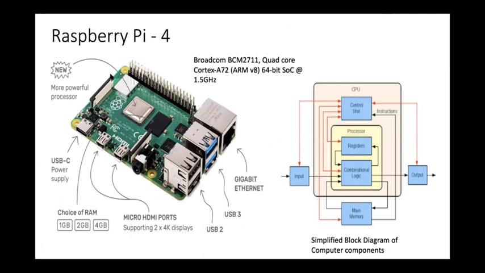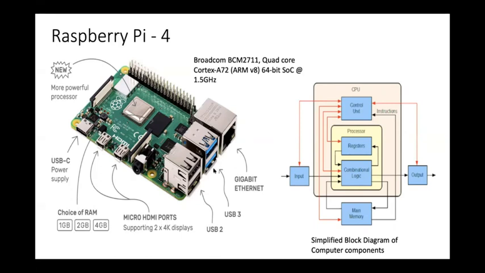To give you an idea of a computer on a single board, I have taken a Raspberry Pi 4, which is a single board computer. It's a quite powerful 1.5 gigahertz 64-bit quad-core ARM processor from Broadcom, and a number of input-output interfaces such as USB-C, USB 2, USB 3, gigabit Ethernet, micro HDMI ports. It also has SD-RAM and an SD card connector for non-volatile memory used for storing operating system and data.